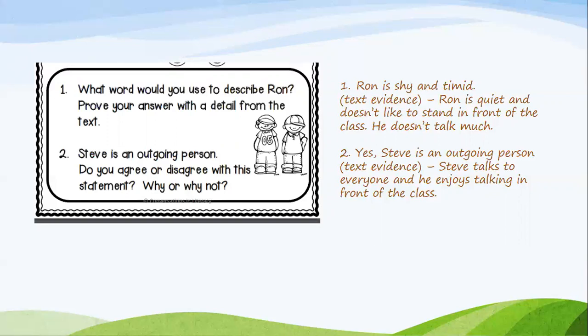Number 2, Steve is an outgoing person. Yes, I do believe Steve is an outgoing person. And what's my evidence to support that? Well, Steve talks to everyone and he enjoys talking in front of the class. He is not a shy person. He does not mind getting in front of people and he likes to talk to everybody. So that leads me to believe that he is an outgoing person.